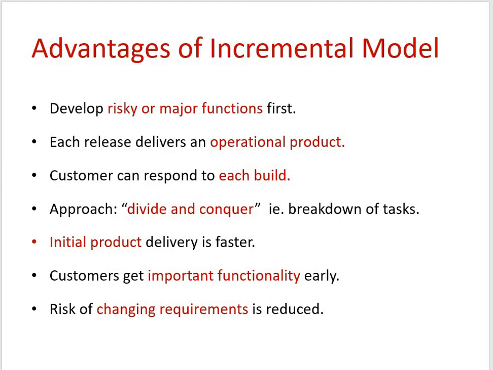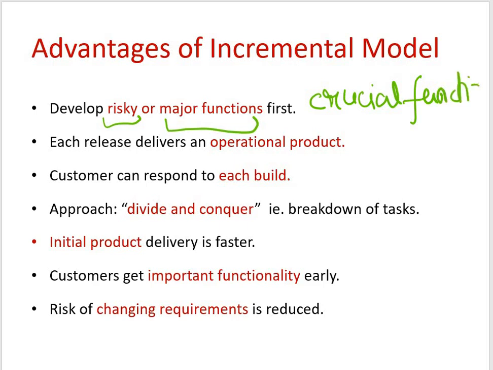In this case, I can develop the risky or the major functions which are important to me first. So all the crucial functions, I'll come up with all those things in the first build. Crucial or important functions, and each release delivers an operational product. Of course, every build is nothing but a fully functional product. It can have a subset of the functionalities which the overall product delivers, but each build will be there to sort out or automate some or the other activity.